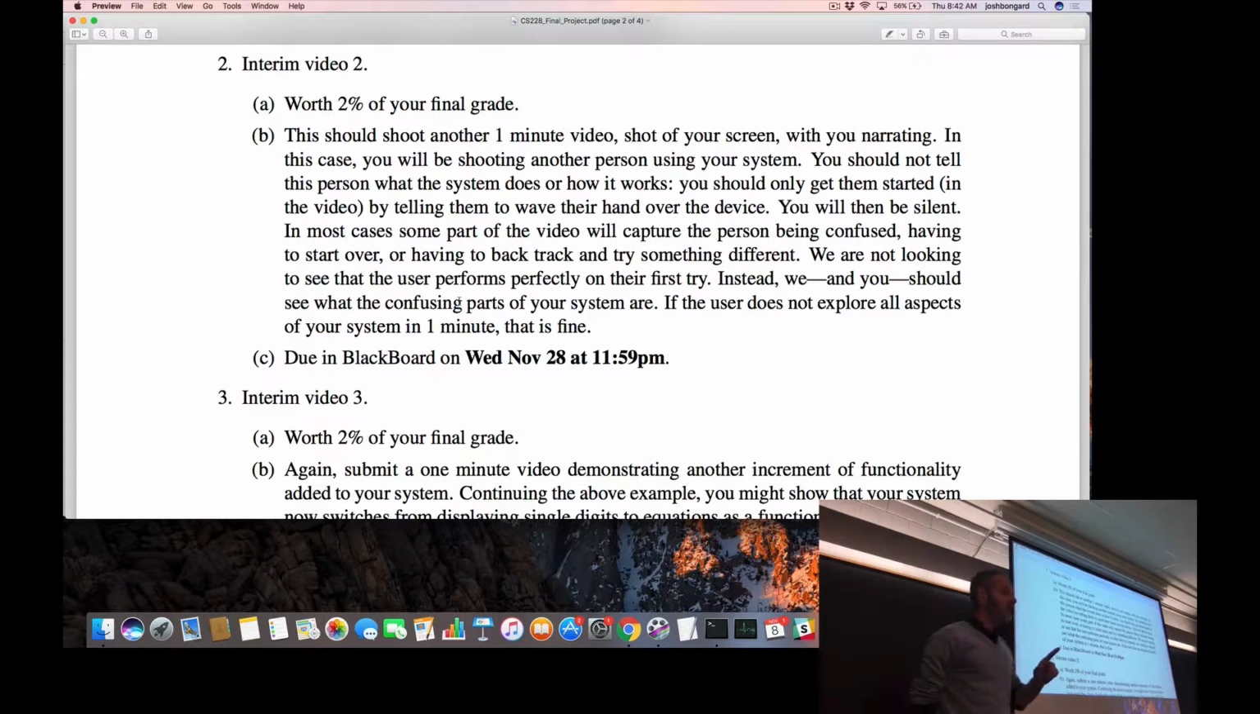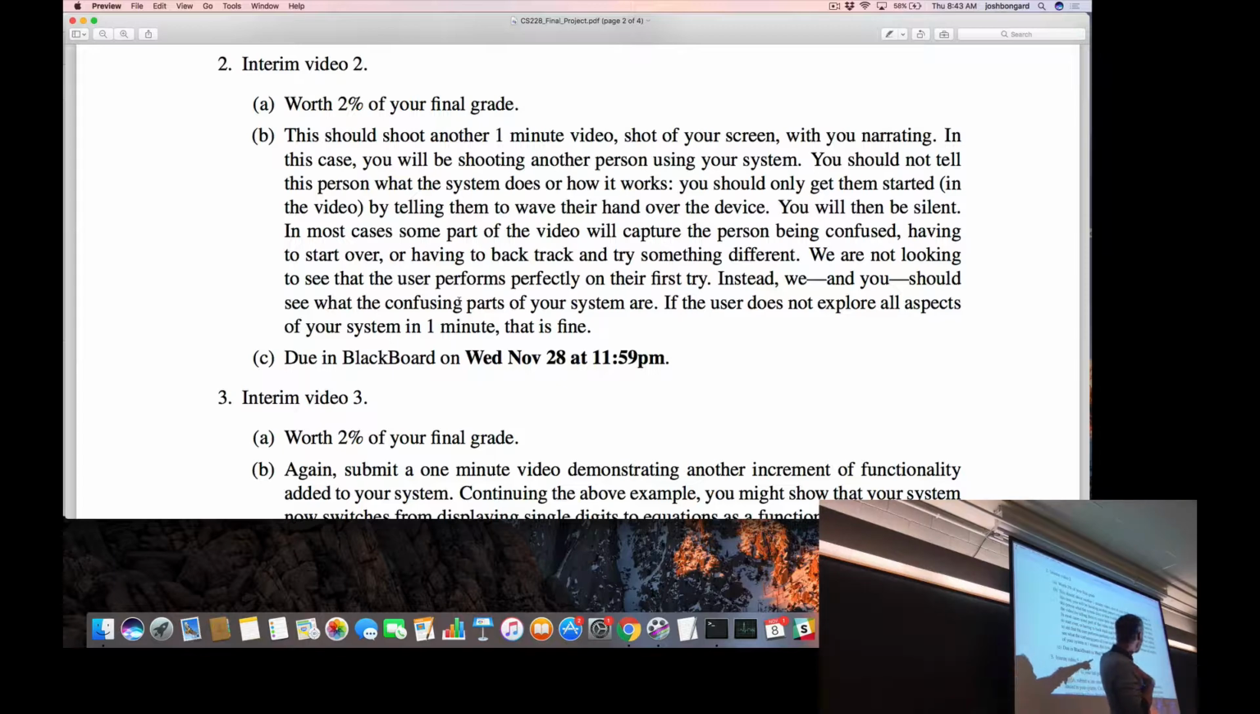So an important point, though, is that if something goes wrong with your user, they put their hand over the device like this, and they never figure out anything other than that. That's what we're looking for in the video. We are not looking for your user to use your system perfectly and everything to go well.